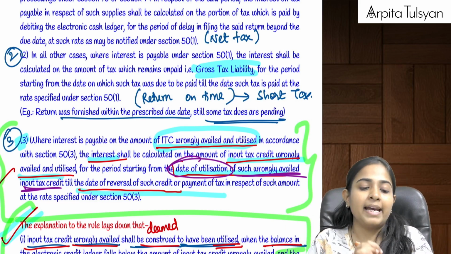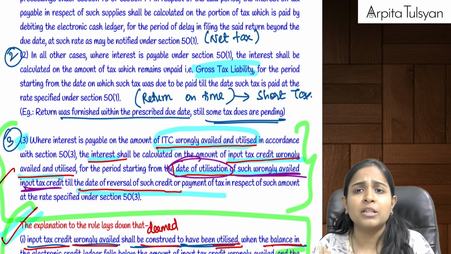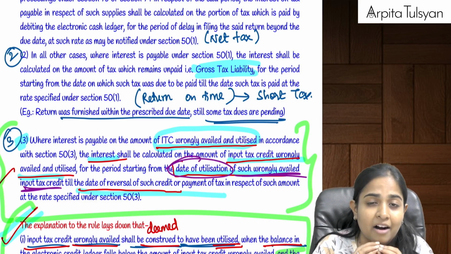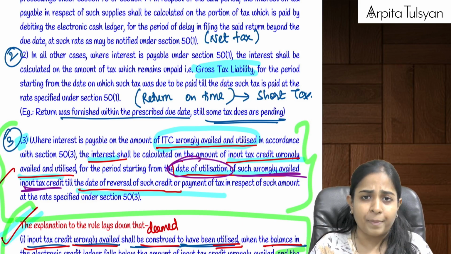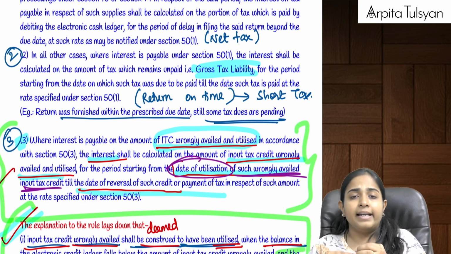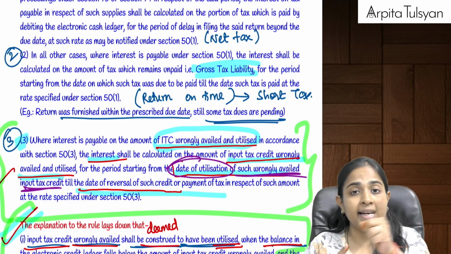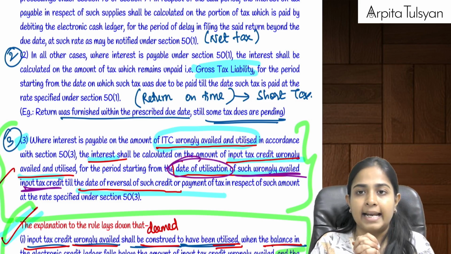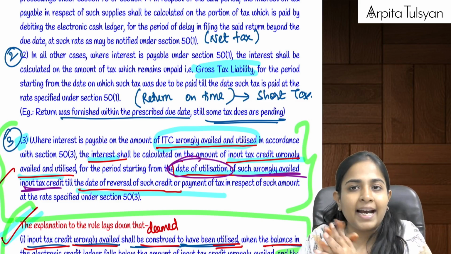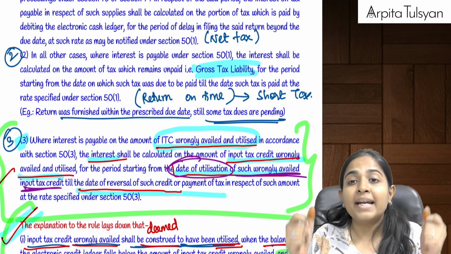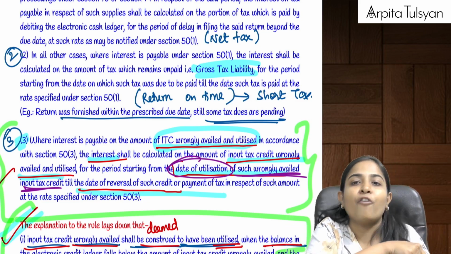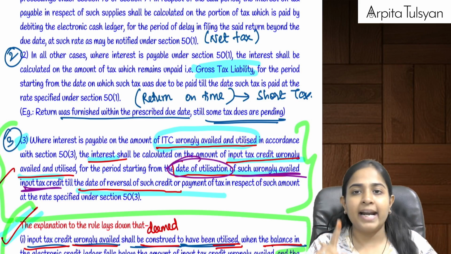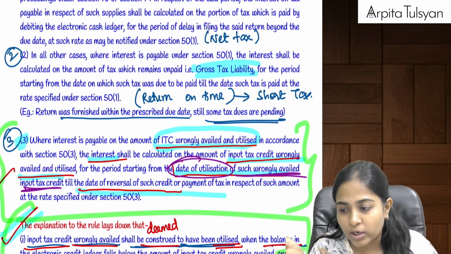Example, let's say for the month of January, your ITC which was correctly availed was, for example, 20 lakh rupees, and ITC wrongly availed is 10 lakh rupees. Total ITC available with you is 30 lakhs. Till the time you are just availing ITC, the government has no problem. But if you wrongly utilize that ITC for discharging your tax liability, then the government has a problem.